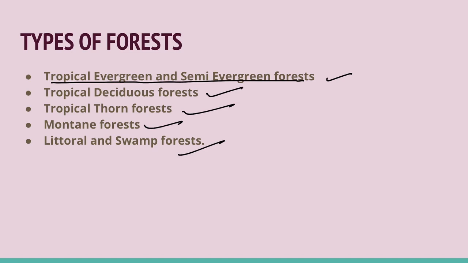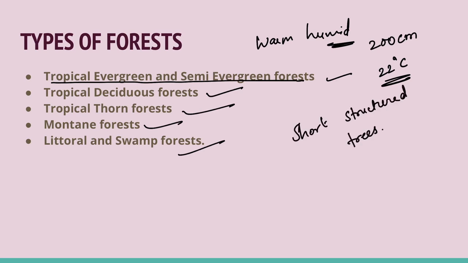These forests are found in the western slopes of the Western Ghats, hills of the northeastern region and the Andaman and Nicobar Islands. They are found in warm and humid climatic regions, and the annual precipitation is nearly 200 cm and the annual temperature is 22 degrees Celsius. Tropical evergreen forests are well stratified with layers, with the layers closer to the ground covered with shrubs and creepers and short-structured trees.